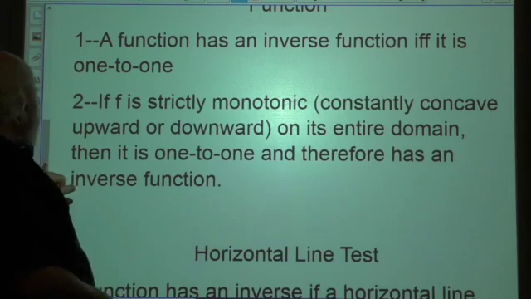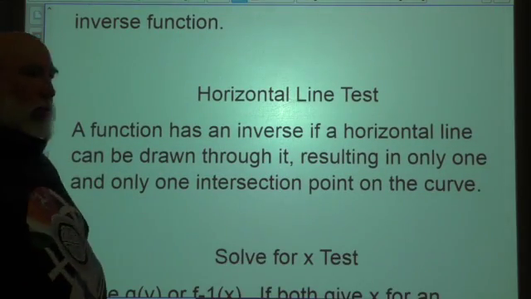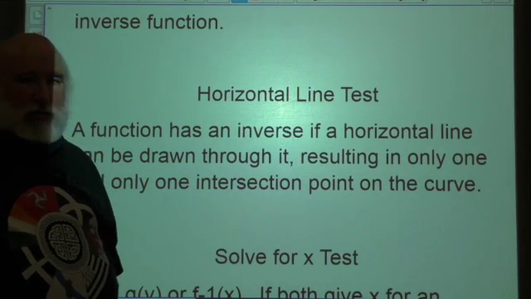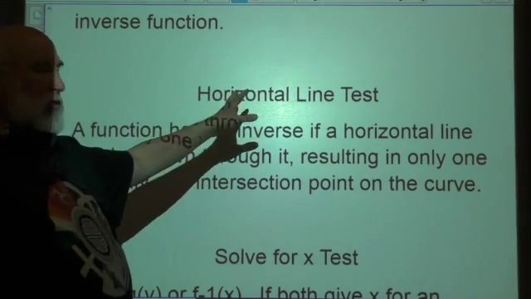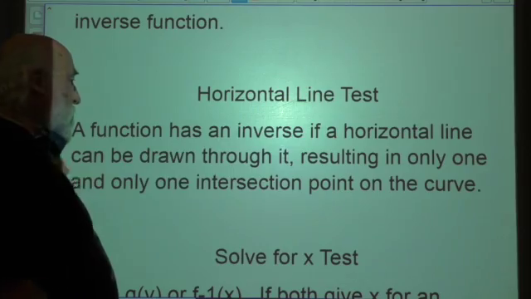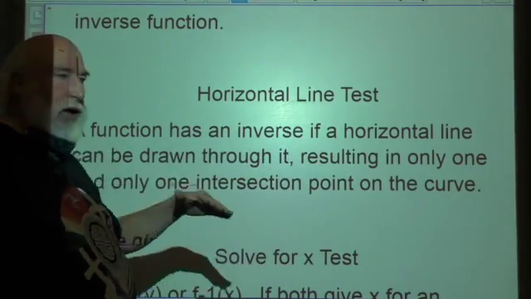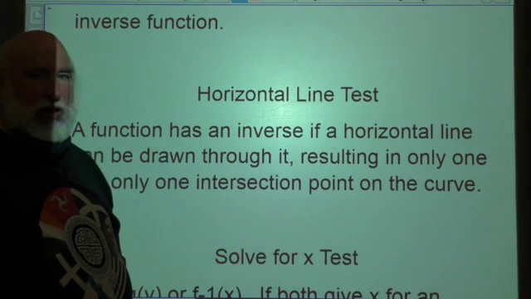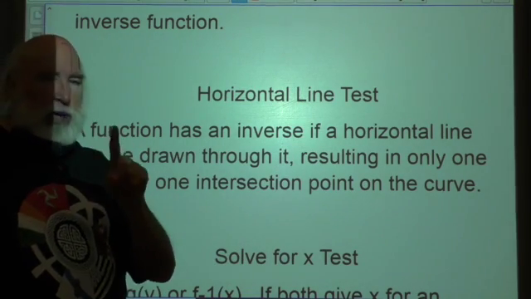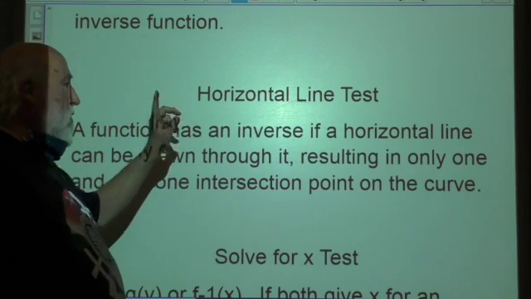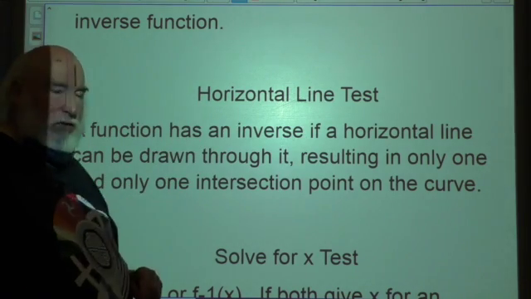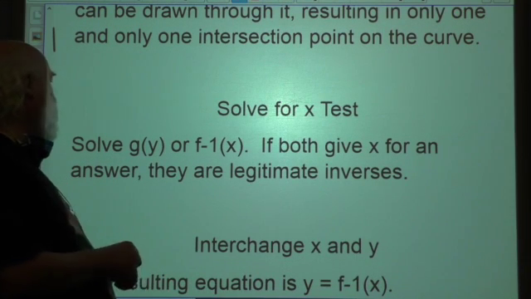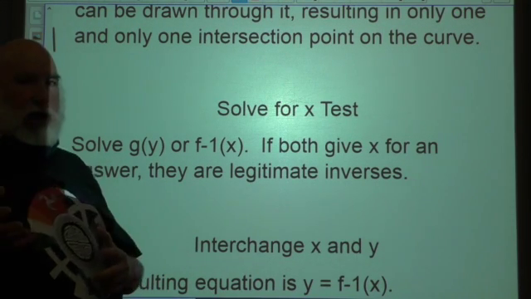And the next one kind of addresses that. This is called the horizontal line test. You will know a function has an inverse if it passes the horizontal line test, meaning if you draw a horizontal line across the graph of a function and it intersects that in only one point, then you know that it has an inverse.